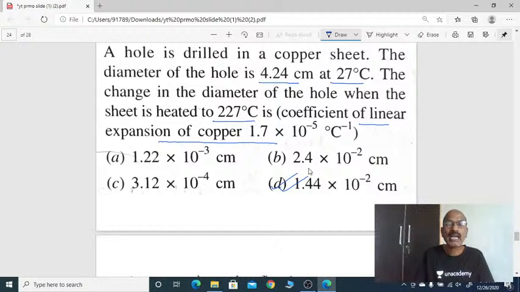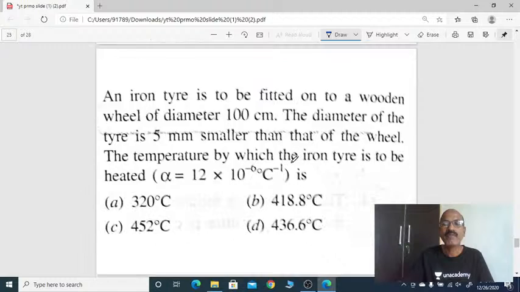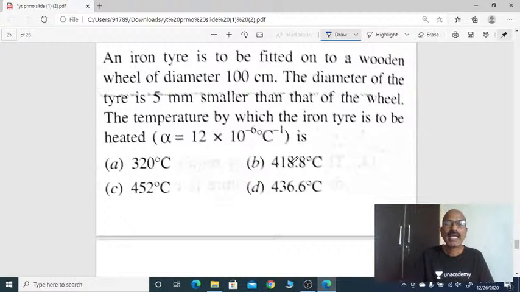L is given. Use the same formula: alpha equals the increase in length divided by the original length times the rise in temperature. Do that and you will get it. Option D.